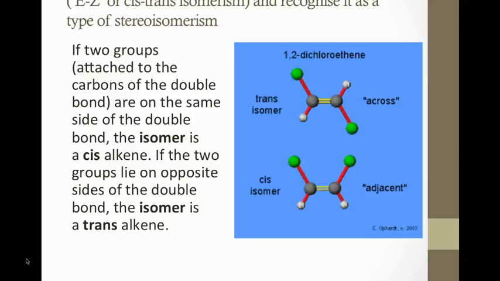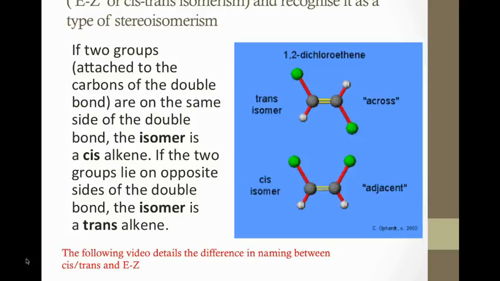If the isomer has, in this case, the chlorines on the same side, it's called a cis isomer. If they're across from one another, on opposite sides, they're a trans isomer. They stay in these positions because of the carbon-carbon double bond that restricts movement of the carbon atoms. The following video details the difference in naming between cis-trans and E-Z.